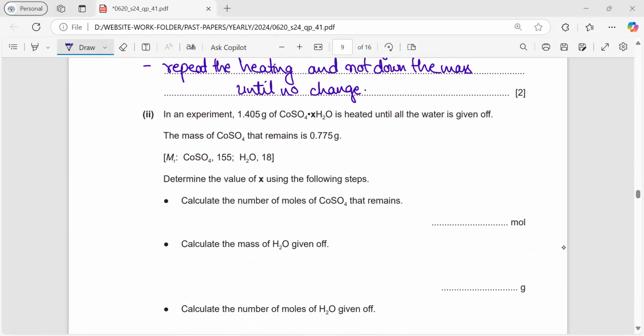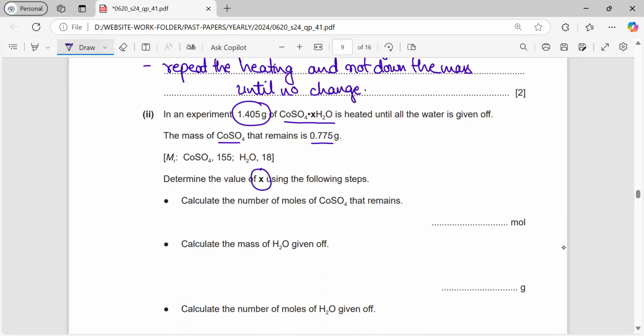In an experiment, 1.405 gram of hydrated cobalt sulfate is heated until all the water is given off. So the mass of hydrated cobalt sulfate is given. The mass of cobalt sulfate is 0.775. Means the hydrated crystal's mass is 1.405 and after heating, the anhydrous cobalt sulfate remains, 0.775. Now we have to find out the value of X.